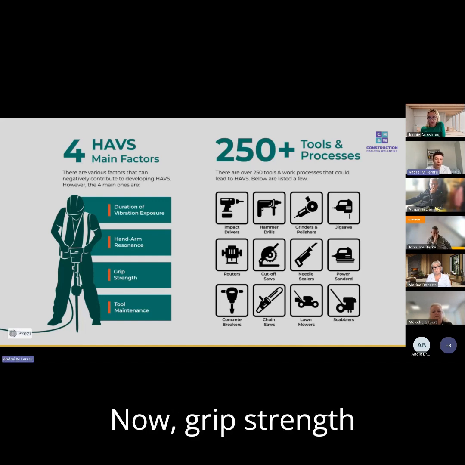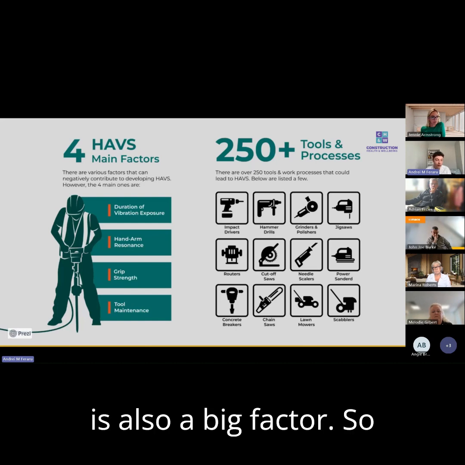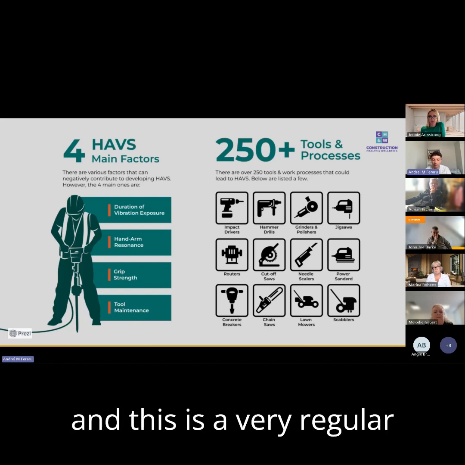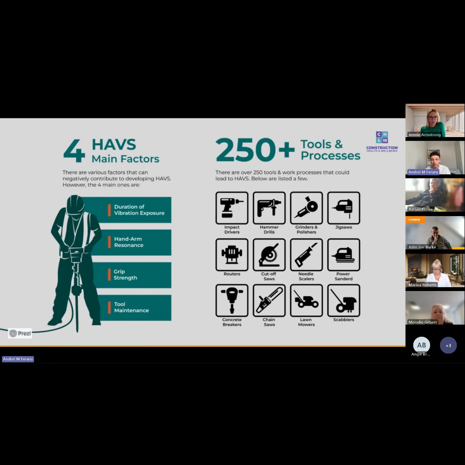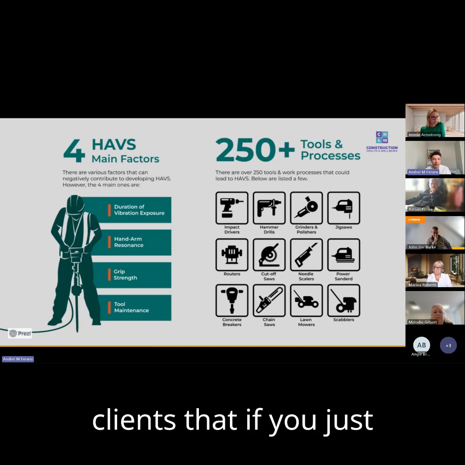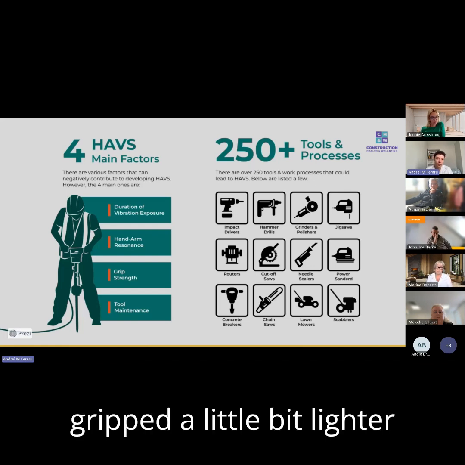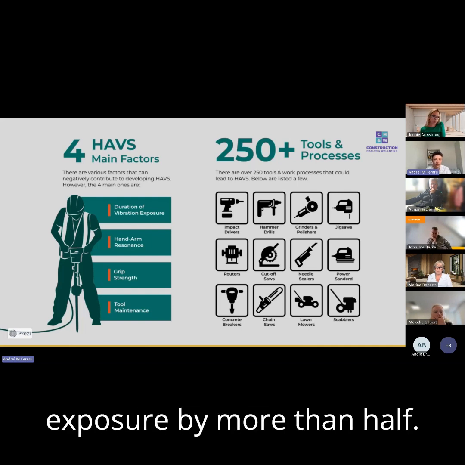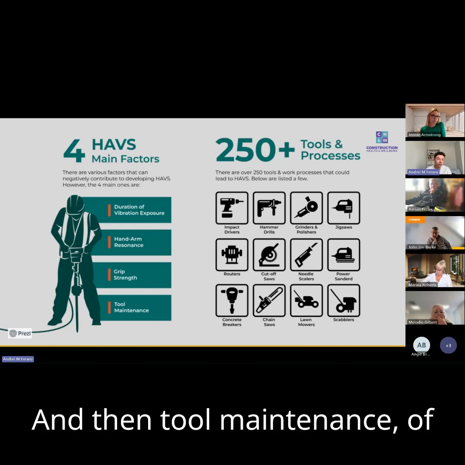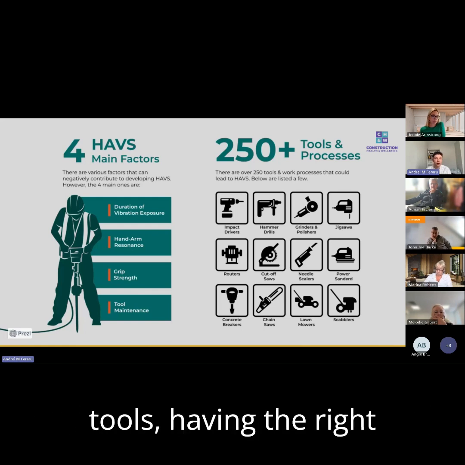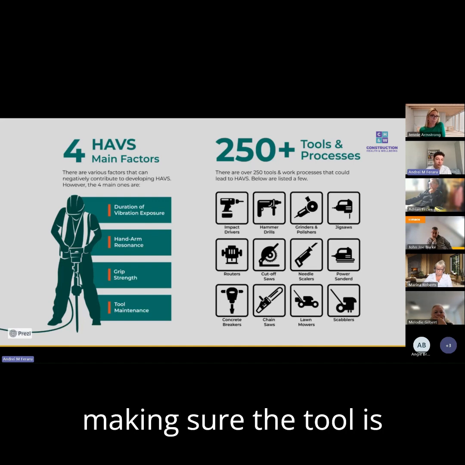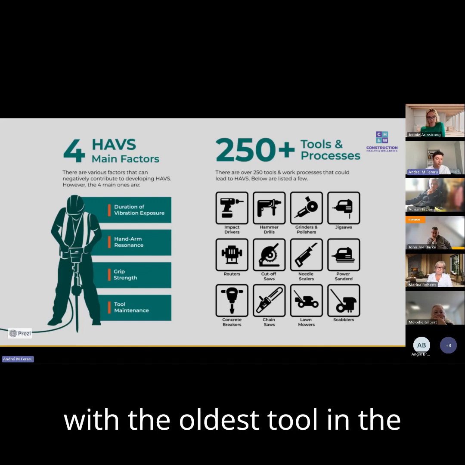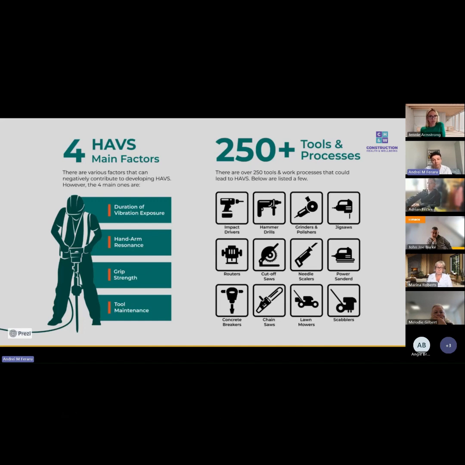Now, grip strength is also a big factor. We've seen many cases, and this is a very regular control measure that we advise and see with our clients, that if you just gripped a little bit lighter than what you're doing, you would actually reduce the exposure by more than half. And then tool maintenance, of course: picking the right tools, having the right consumables for the tool, making sure the tool is calibrated, and you're not working with the oldest tool in the toolkit.